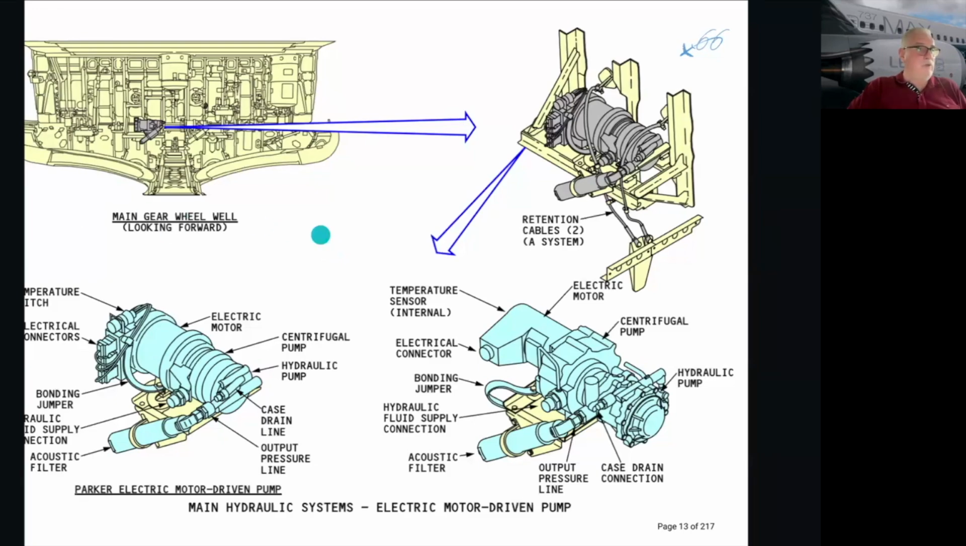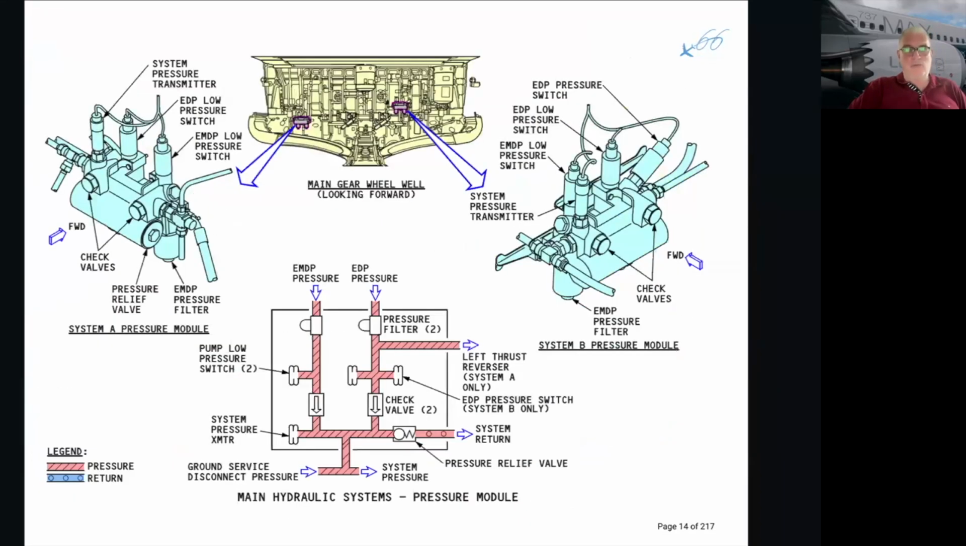So the reason for the temperature switch is to put the overheat light on, as we saw before, the amber indication when it goes above a certain threshold. Okay, so two vendors, remember those, a Parker and a Vickers. Okay, here is the pressure module, or if you want to remember it better, manifold.